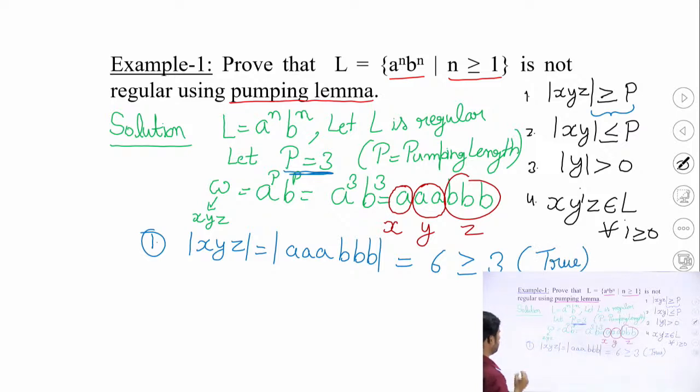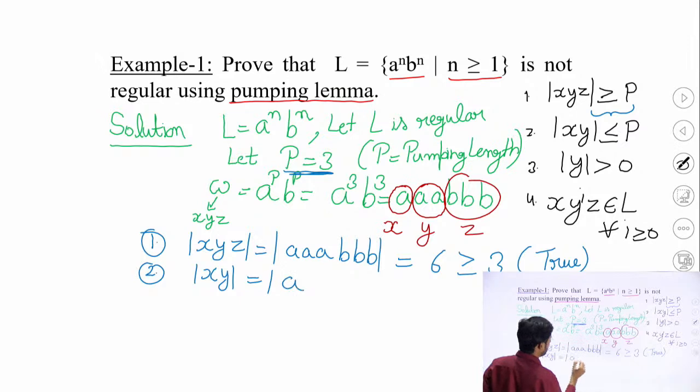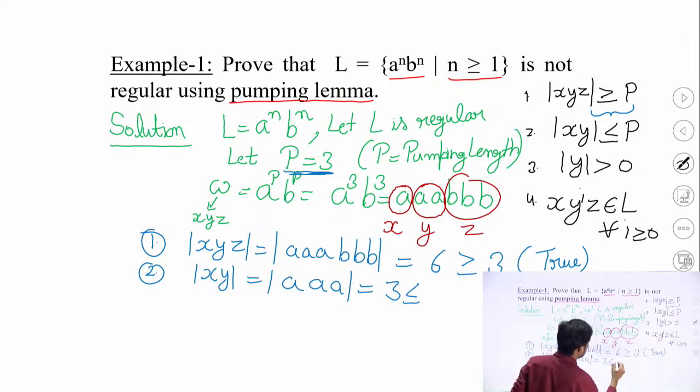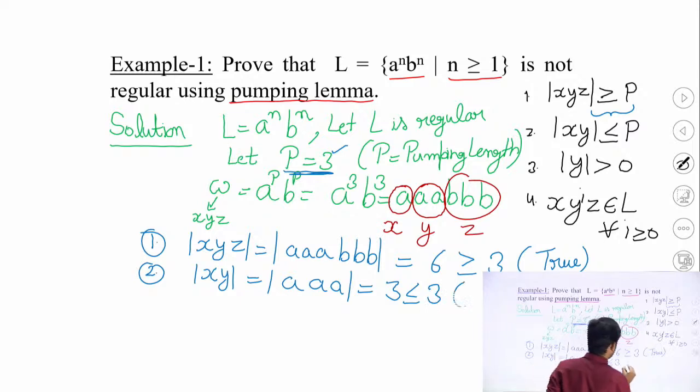Now the second condition, mod of x, y. What is x? x is a, and what is y? y is a. Now the length is 2, and this will be less than or equal to p. And what is the p value? p is 3. Now 2 is less than or equal to 3. This condition is also true.